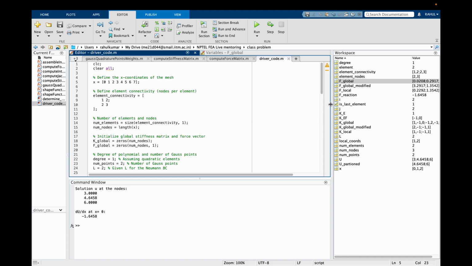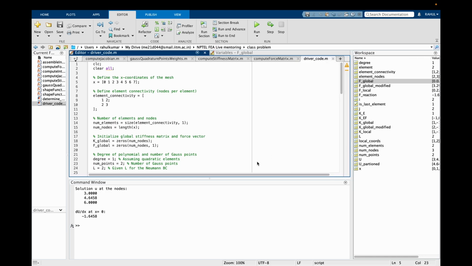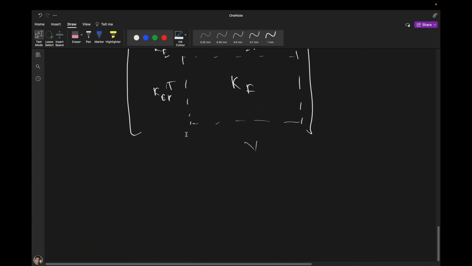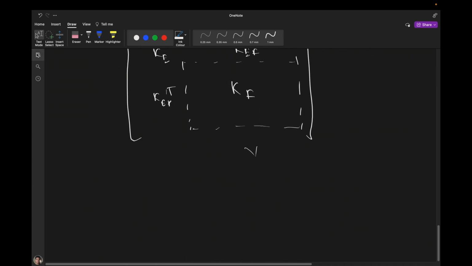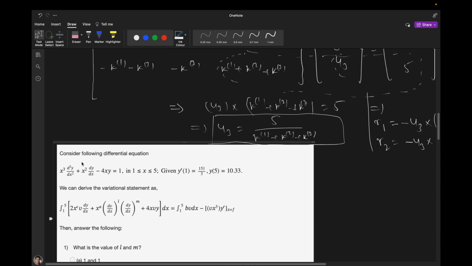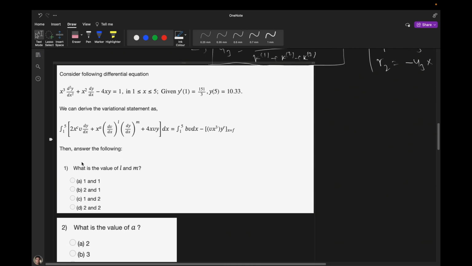Now we will move to the problem which was given in assignment number 3. Did you solve this problem by yourself? Yes, sir.